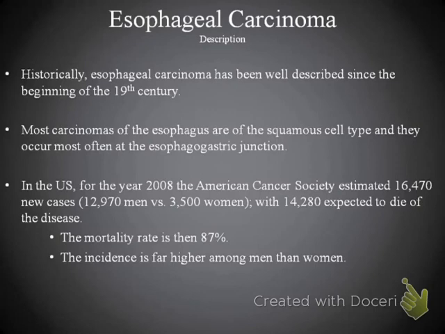So esophageal carcinoma. Historically, esophageal carcinoma has been well described since the beginning of the 19th century. Most carcinomas of the esophagus are of the squamous cell type, and they occur most often in the esophagogastric junction. In the U.S., for the year 2008, the American Cancer Society estimated 16,470 new cases, 12,970 men versus 3,500 women, with 14,280 expected to die of the disease.